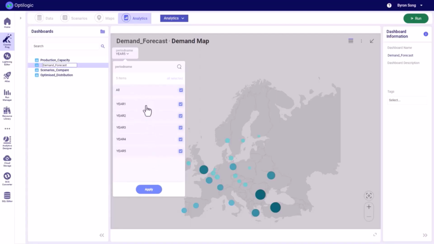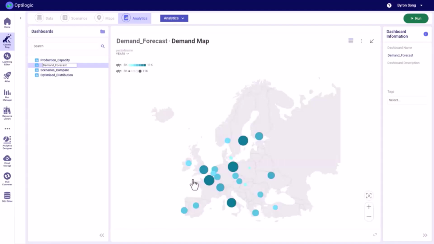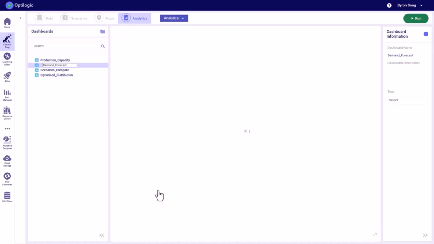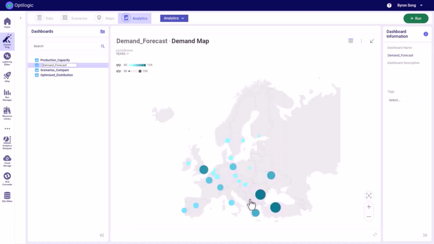We have a 5-year period in this model, and if we look at the current year, we can see the biggest demand comes from the mature market on the east side of Europe. But the business is forecasting unbalanced growth in the next 5 years. There's a growing trend in the east of Europe, and if we look at year 5 in our demand profile, we see the demand is really shifting to that market.